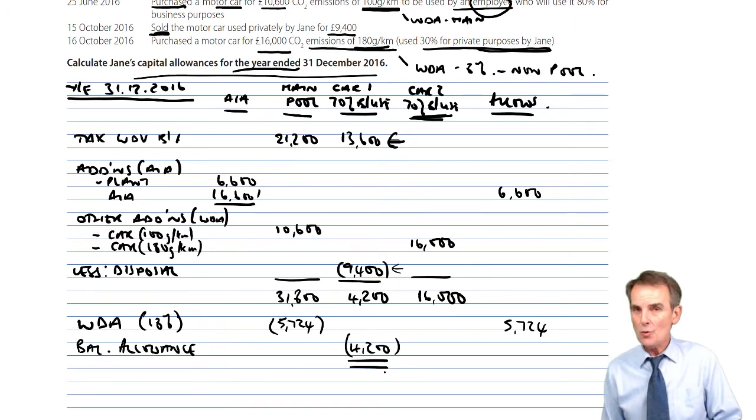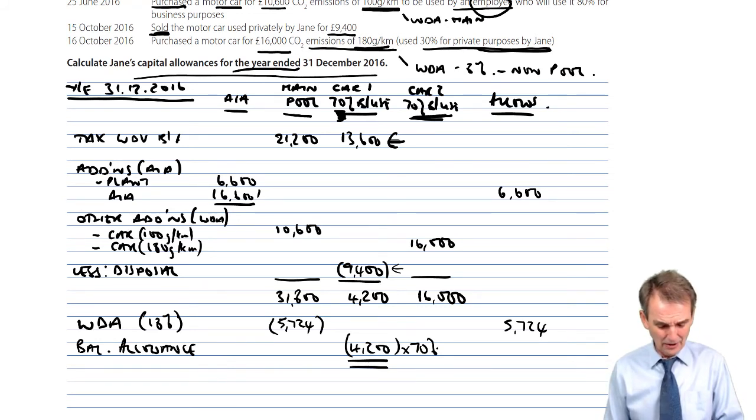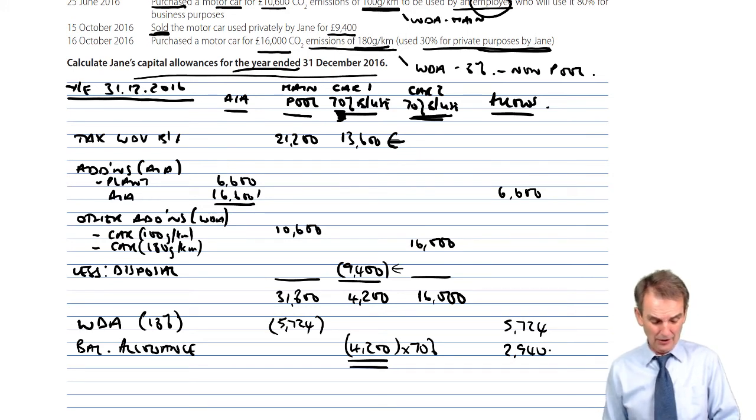However, do you get to claim this balancing allowance in full of 4,200? No, we don't. The balancing allowance is restricted to the business use. There's your business use, 70%. Times 70%, again I'm going to cheat, bear with me for a moment, is, what is that? Oh, the eyes are not as good as they used to be. That will be £2,940, apparently, 2,940.